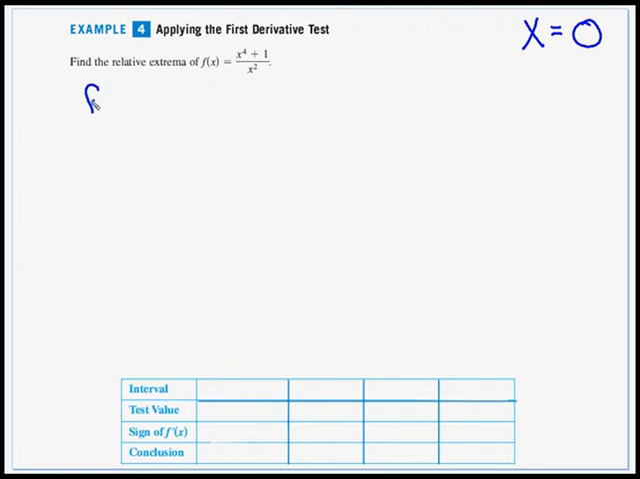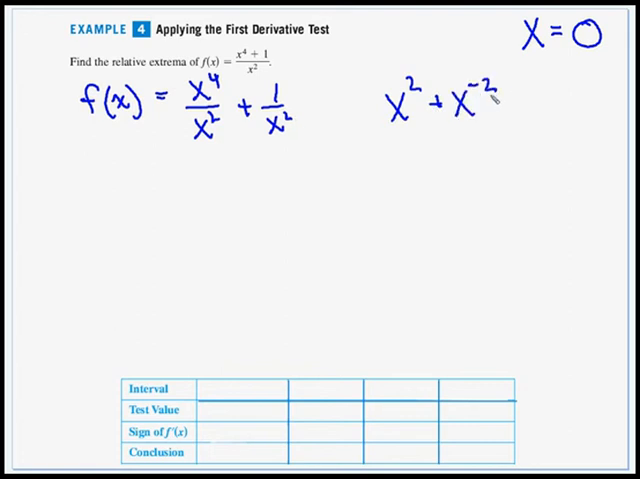So before we derive it, we could derive with the quotient rule, but I notice I have a 2-term numerator and a single-term denominator. I'm going to break my fraction up into 2 separate terms, both over the same denominator. And now I can simplify. X to the 4th over x squared is x squared, and I can rewrite the second term as x to the negative 2 power. So that is just my f of x rewritten. And now we can derive it a little simpler.